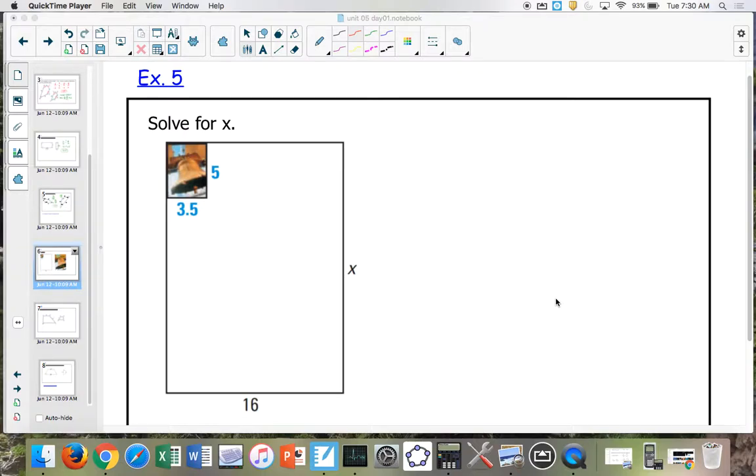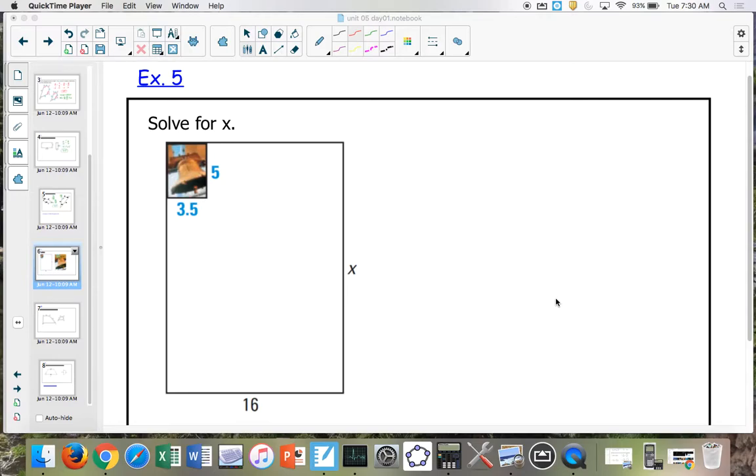All right, let's look at a few more examples. Here we have two similar rectangles. We need to solve for the missing side. Now we know that the ratio of the corresponding sides are proportional. So let's start with the smaller rectangle and pick one of the sides.